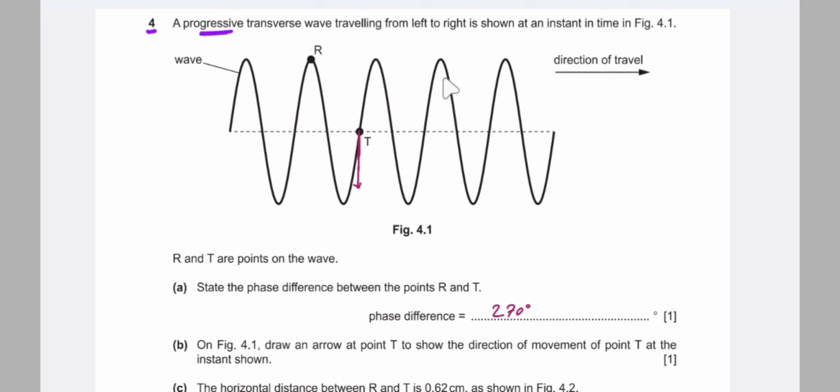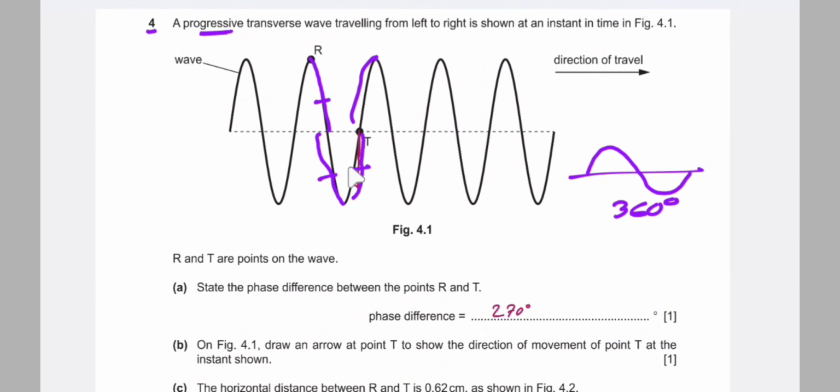For a complete wave, from this point to this point, the total phase difference is 360 degrees. So we can divide the 360 degrees into 4 parts of 90 degrees each: 90, 90, 90, 90, in total 360. From R to T, the variation is 90, 90 and 90 degrees, that is 270 degrees. So the phase difference is 270 degrees for the progressive transverse wave.